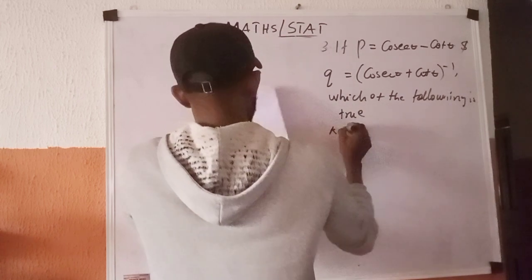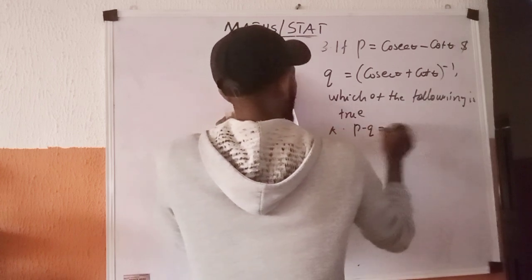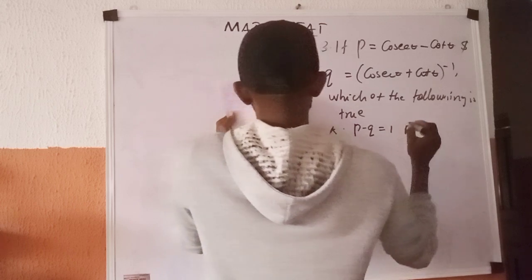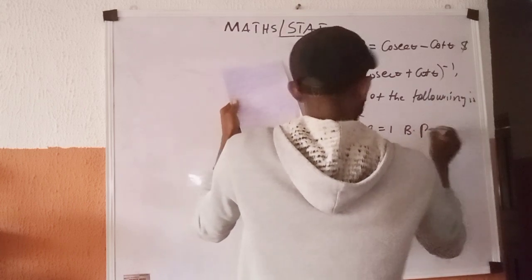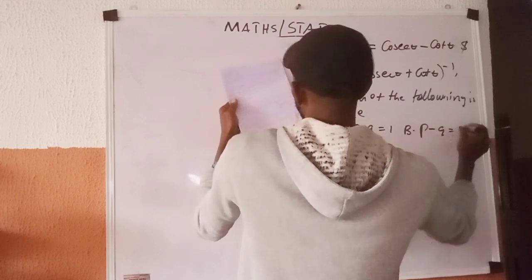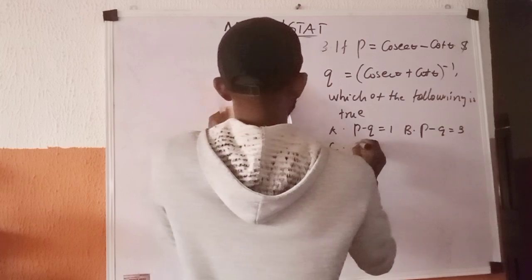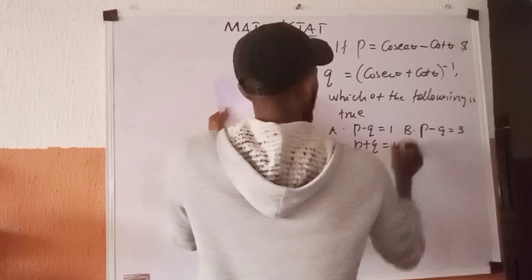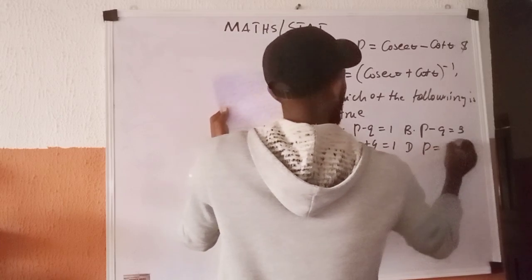A, P minus Q equals 1. B, P minus Q equals 3. C, P plus Q equals 1. And D, P equals Q.